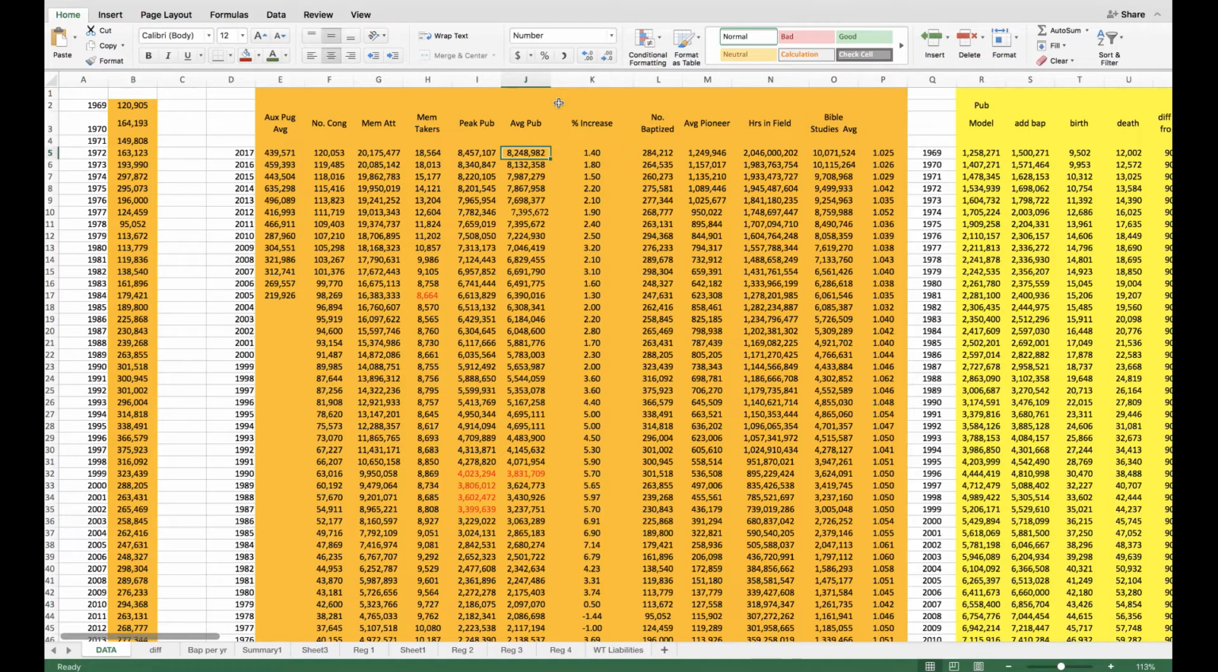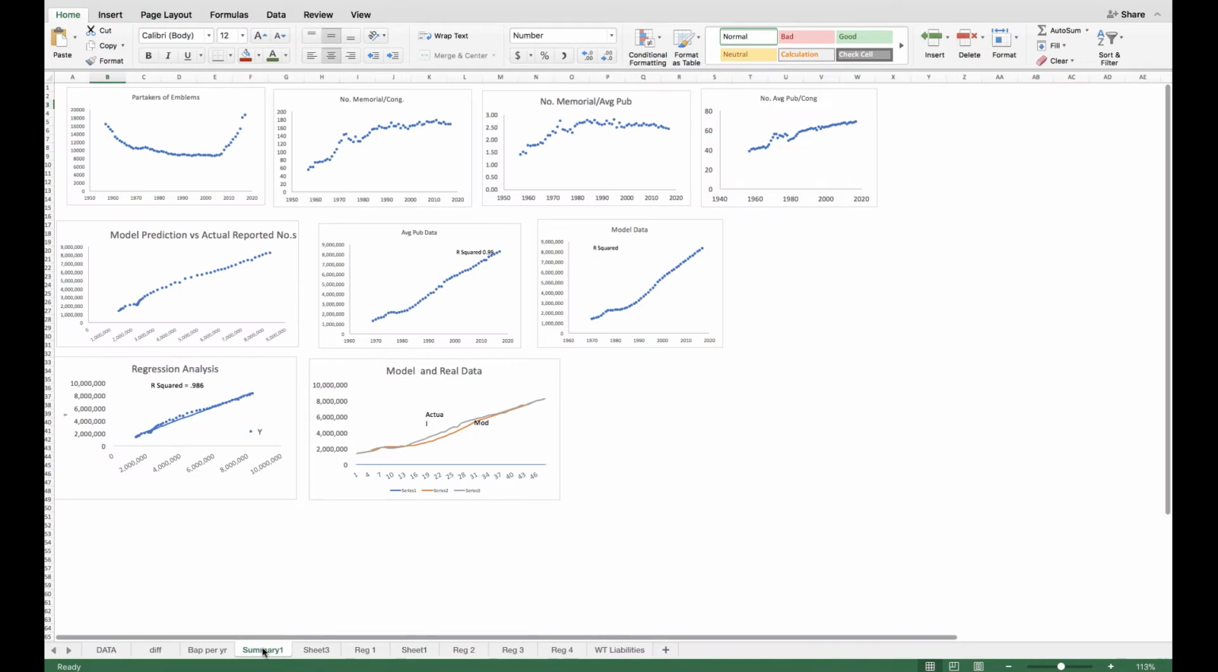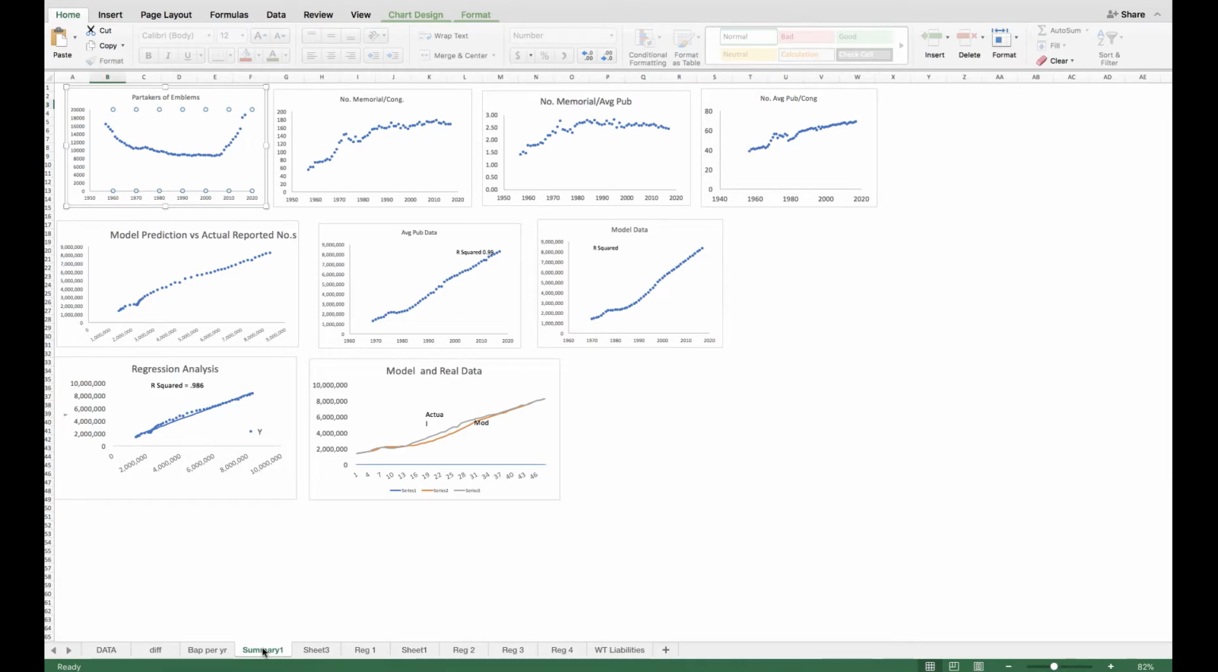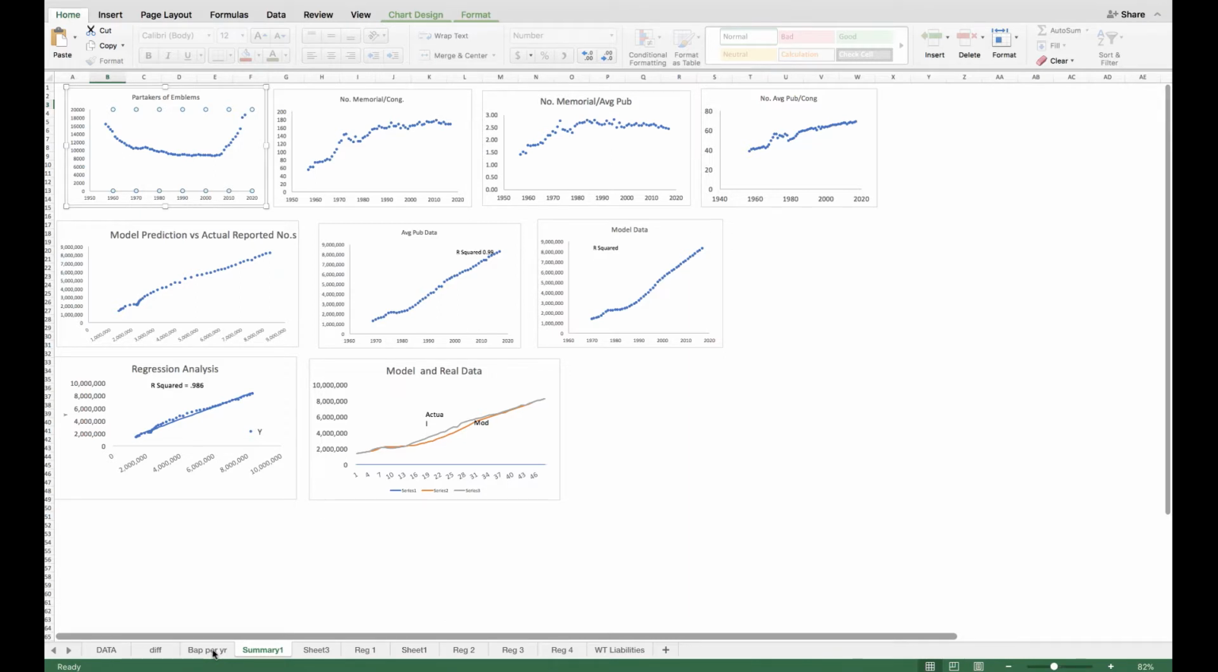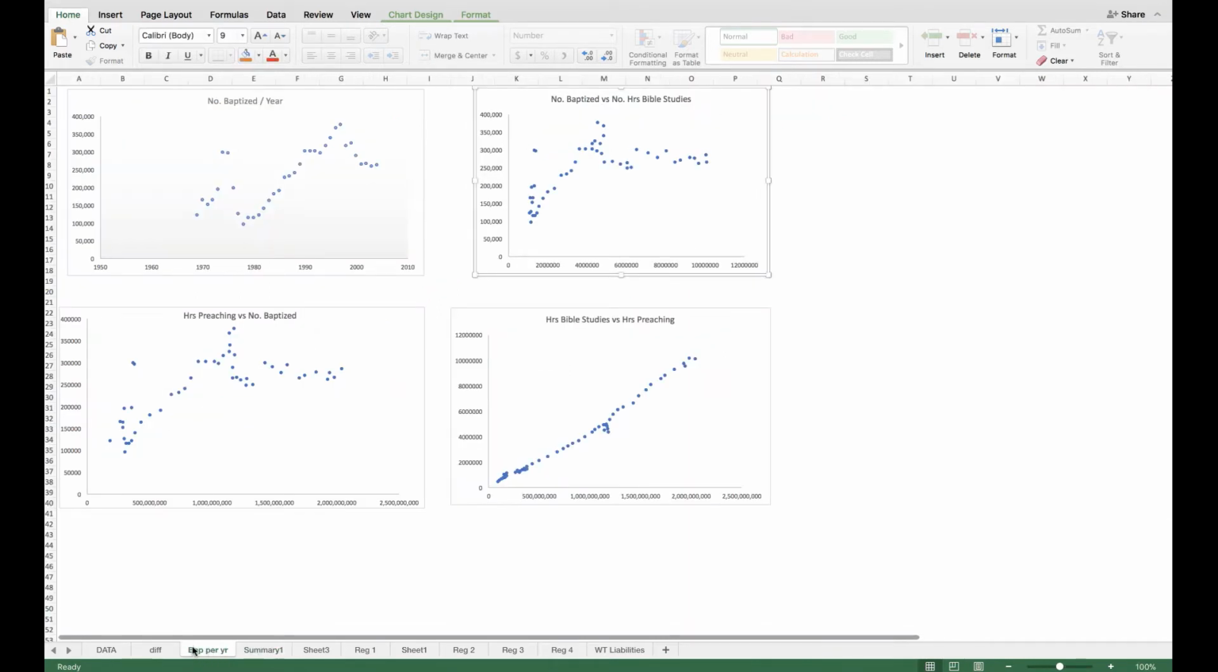Now, I'm going to show you some of the analysis that I did. The best kind of analysis with this kind of data is to plot it, and the best kind of plot is a scatter plot. A scatter plot will tell you a lot about the data, and it will show you the variability. Now, for example, these charts here are quite interesting, actually.